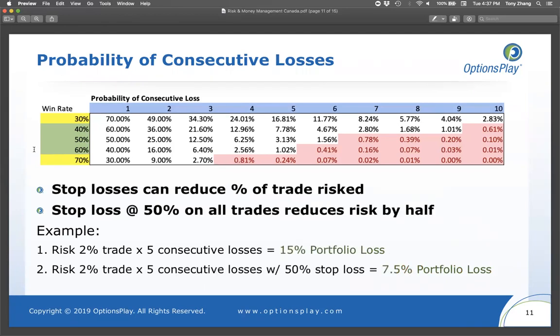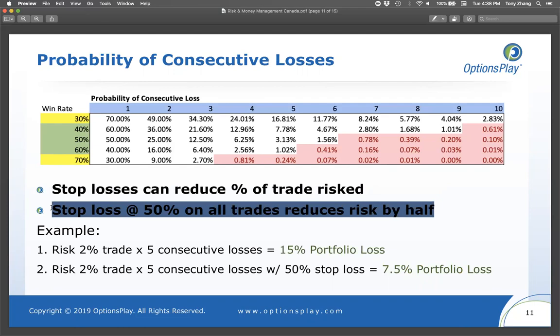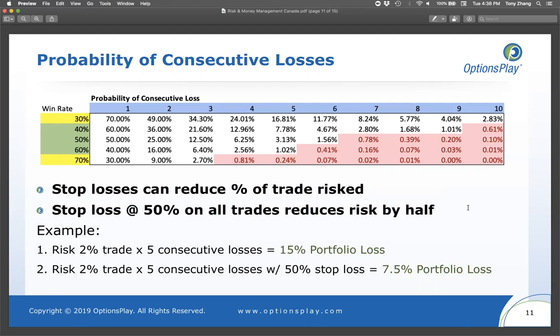And lastly, the one thing that does work in your favor is that stop losses can potentially reduce the amount that you are risking per trade. Now, I will say that stop losses are not always guaranteed. The market can open up well below your stop loss price, and you can get executed at a really terrible price. So stop losses are not foolproof. But if, let's say, you were to place a stop loss at 50% on all the trades, what that would effectively do is reduce your risk by half.